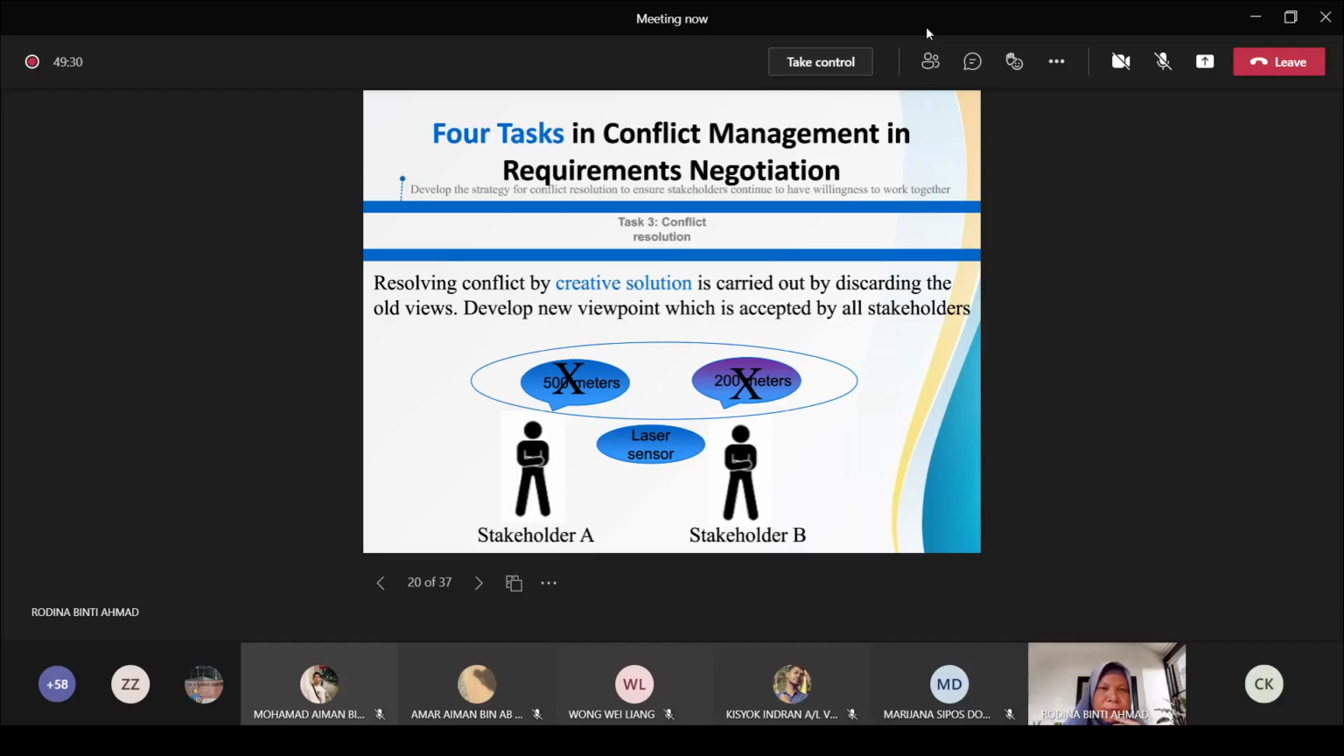Another way to resolve conflict is what we referred to as the creative solutions strategy just now. Resolving conflict by creative solution is carried out by discarding the old view, and then we develop a new viewpoint which is acceptable to all the stakeholders involved. For example, there can be circumstances in which one stakeholder requests X sensors, and another asks for Y sensors. Different types of sensors. It's difficult to resolve because of a lot of issues, maybe due to the budgets and so on. So they propose a new viewpoint.